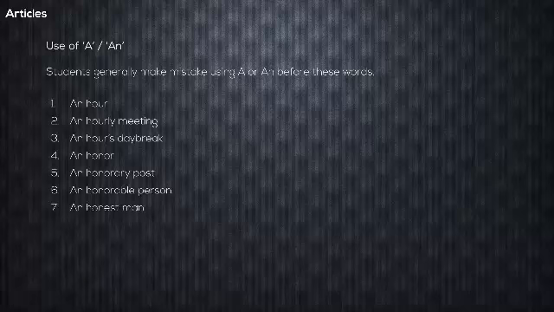Students generally make a mistake using a or an before these words. First, an hour. Second, an hourly meeting. Third, an hour's daybreak. Fourth, an honor. Fifth, an honorary post. Sixth, an honorable person. Seventh, an honest man. Eighth, an heir. Ninth, an honorarium.